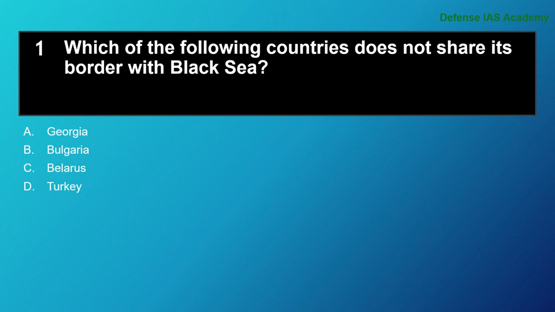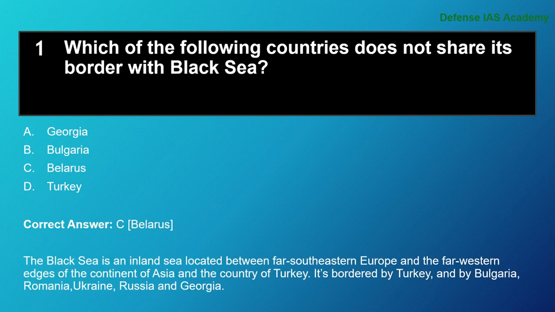First question: which of the following countries does not share its border with the Black Sea? The answer to the question is option C, Belarus. The Black Sea is an inland sea located between far southeastern Europe and the far western edges of the continent of Asia. It is bordered by Turkey, Bulgaria, Romania, Ukraine, Russia, and Georgia.